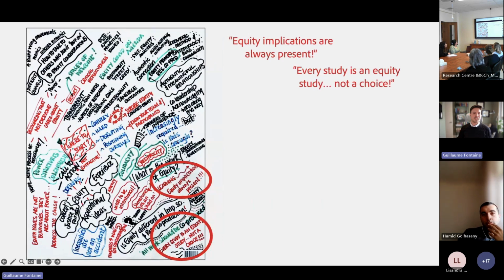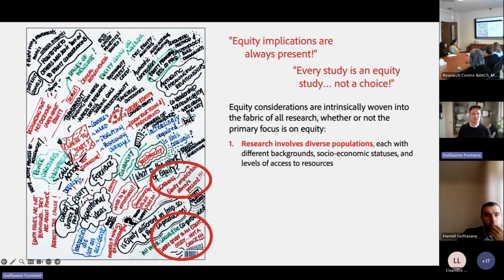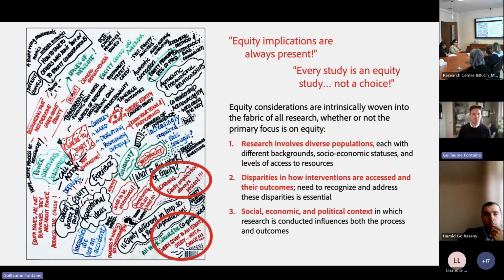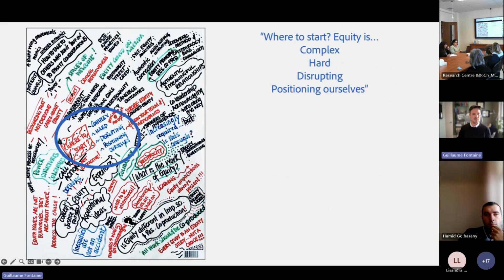First, some of the things that came up is that equity implications are always present in the work that we do in one way or another. And that every study is an equity study when we're talking about applied health research, because the equity considerations are woven into the fabric of really all research, because we work with diverse populations with different socioeconomic statuses and levels of access to resources. We know that there are some disparities in how interventions are accessed and their outcomes. And of course, we're working within an economic and political context, which influences how we do the work. So those are the first few things that came up.